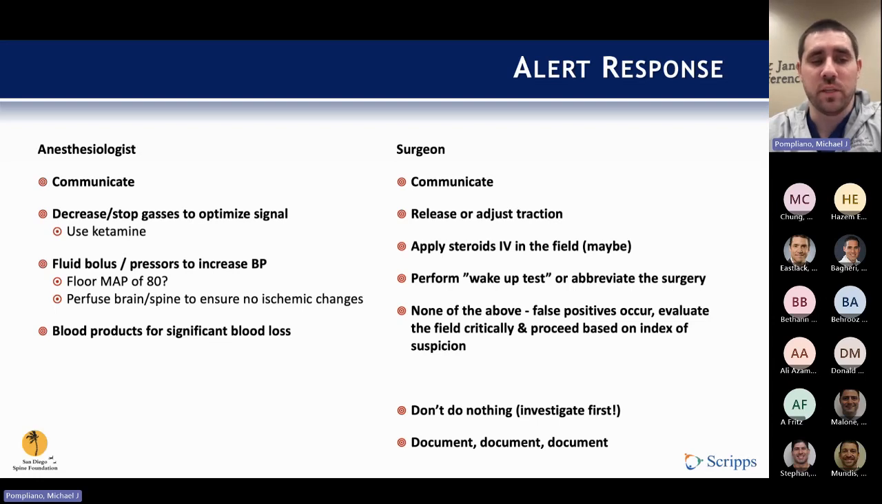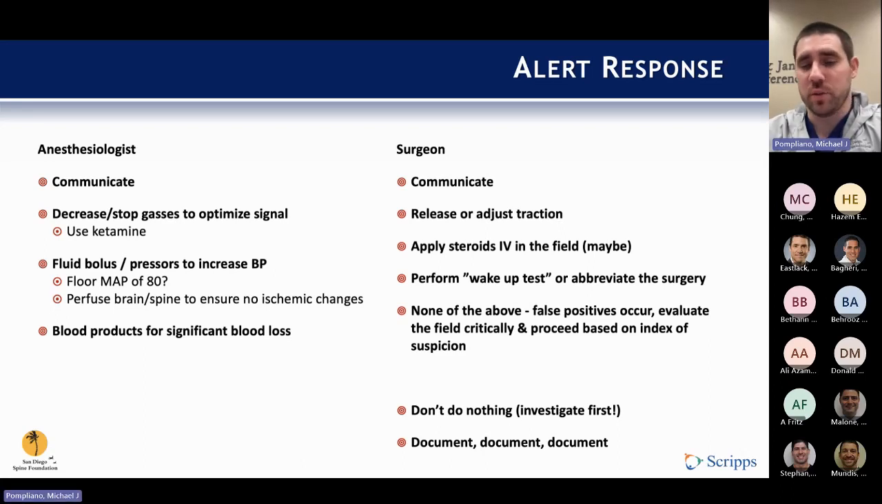You can also check that relatively easily intraoperatively. The surgeon is going to pay attention to what they just did, with the caveat that some of these studies show change 33 minutes after the initial insult. If you just did the deformity correction, you're going to release it, and you're going to adjust the traction. If it's an ACDF with shoulders taped, you may release the tape. You can apply steroids IV into the field, though that may be a little less common or a little controversial. Ultimately, you can perform a wake-up test or abbreviate the surgery.